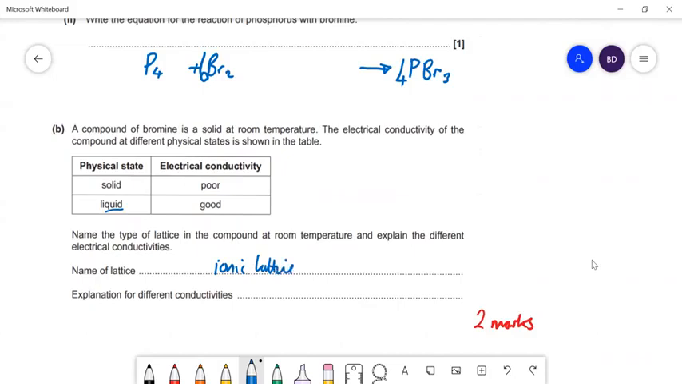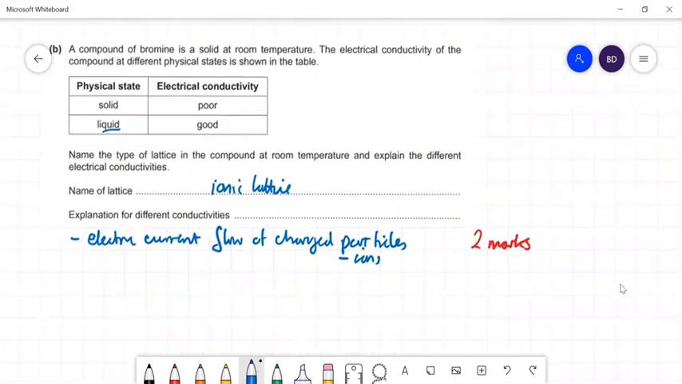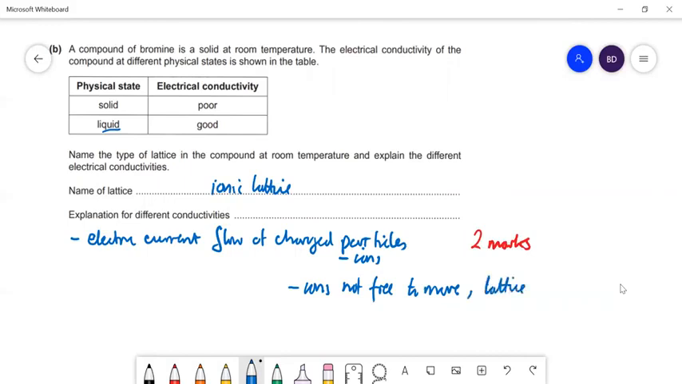Why the difference in electrical conductivities? Well, electric current is the flow of charged particles. Normally that's electrons, but it's not in this case, is it? It's an ionic solid. It is ions. And why can't it conduct when it is a solid? Well, because the ions are not free to move in the solid. They're in an ionic lattice. When you melt it, they are free to move, so it will conduct.